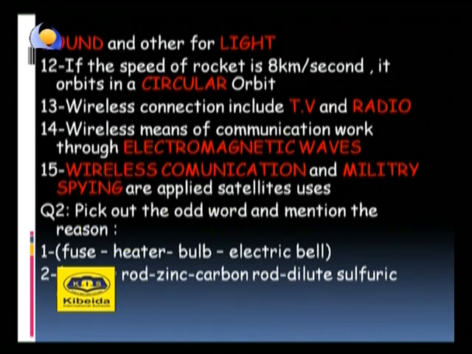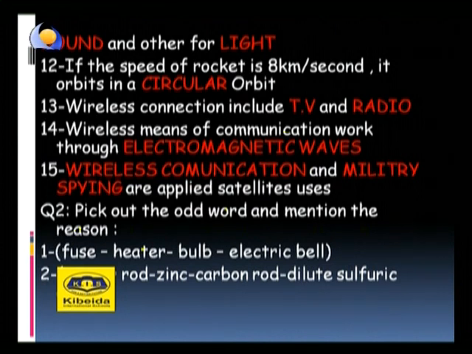14, wireless means of communication work through electromagnetic waves by sending electromagnetic waves, converting the energy to hear the sound and or see the image. Number 15, wireless communication and military spying are applied satellite uses. Satellite uses divided into two: scientific measurement and applied satellite. Scientific measurement, if we use satellite to study about something, but applied satellite, if we want to apply this approach in the daily life, such as what? Military spying or wireless communication.